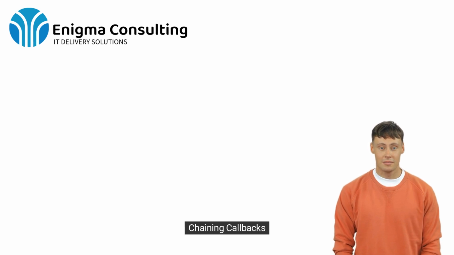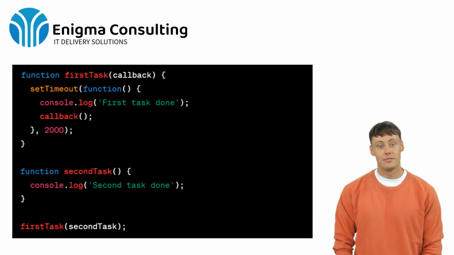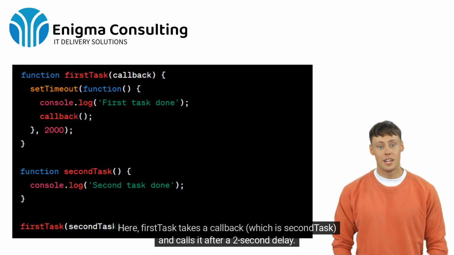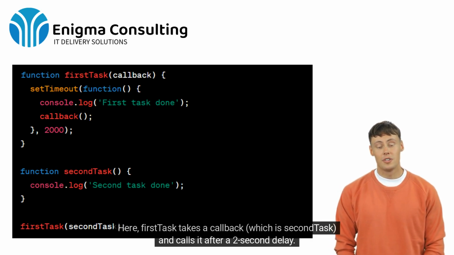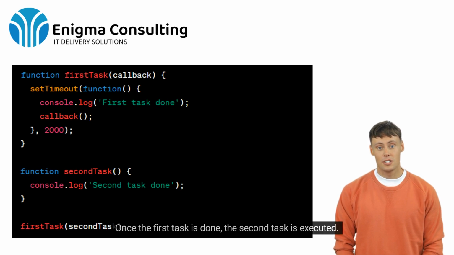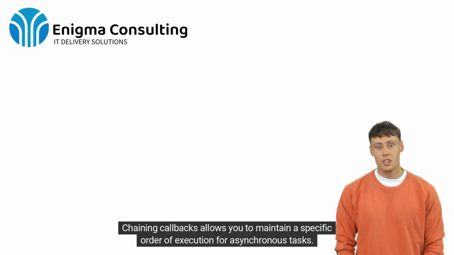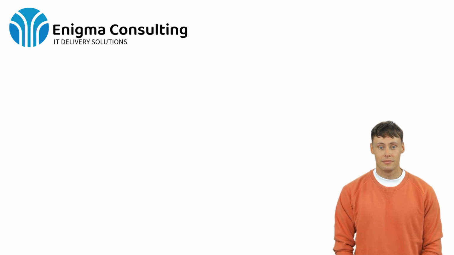Chaining callbacks. When you need to perform multiple asynchronous operations in sequence, you can chain callbacks. It's like a series of dominoes, each one triggers the next. Here, firstTask takes a callback, which is secondTask, and calls it after a 2-second delay. Once the first task is done, the second task is executed. Chaining callbacks allows you to maintain a specific order of execution for asynchronous tasks.